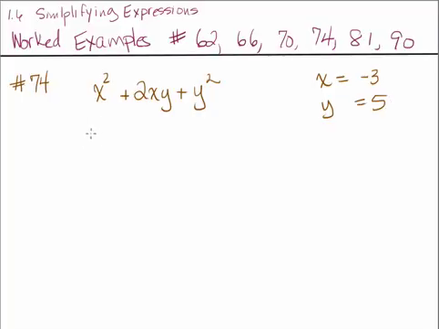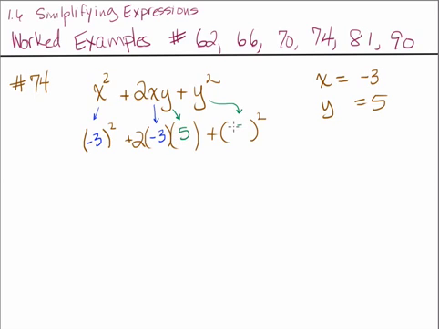Let's start by rewriting the problem as blank squared plus 2 times blank plus blank squared. I'm going to have to be quite careful that I plug the right value in for each of the variables I'm given. I have to put negative 3 where I saw an x. So negative 3 goes here and here. I have to put 5 where I saw a y. So y equals 5. 5 goes here and here.